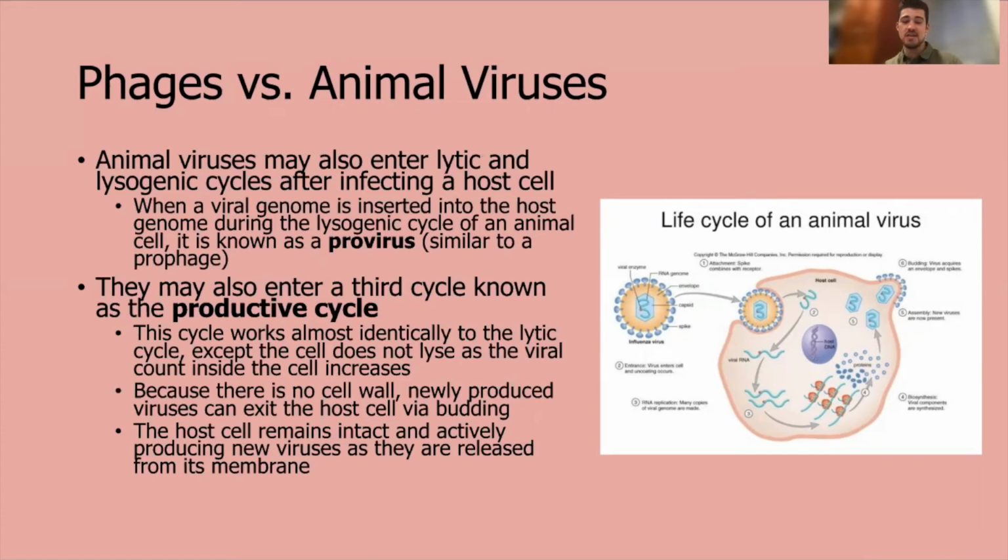And that's pretty advantageous because the host cell remains intact and it's actively producing new viruses as they are released. So remember, with the lytic cycle, once you have 100 or so bacteriophages, that cell is going to burst and it's not going to be able to produce anything else. But with this productive cycle, and we call it productive because it is productive compared to the lytic cycle, we can just keep on using this animal cell for as long as we possibly can without lysing it.